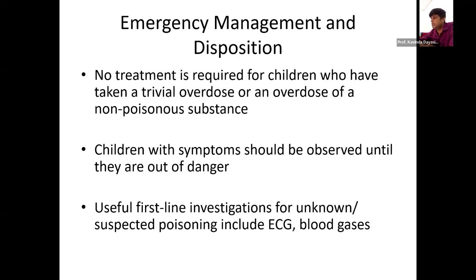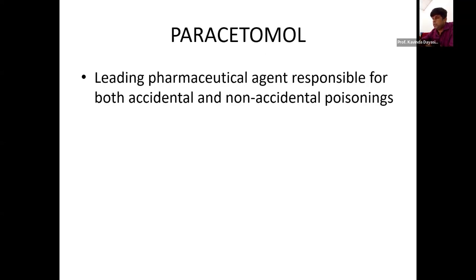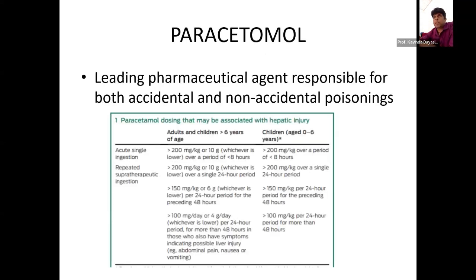So if the child presents with ingestion of an anti-diabetic drug, maybe a tablet of glibenclamide, it's good to do a blood sugar. Or if the patient presents with vomiting with unknown ingestions, it's good to do an ECG, and sometimes, if facilities are there, a blood gas as well. Right, so we'll talk about some of the specific poisons now.